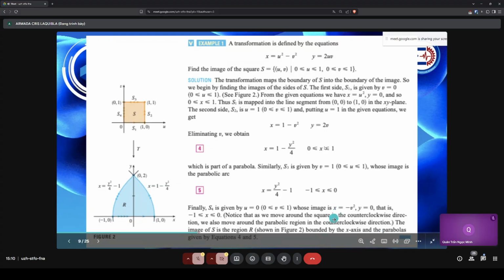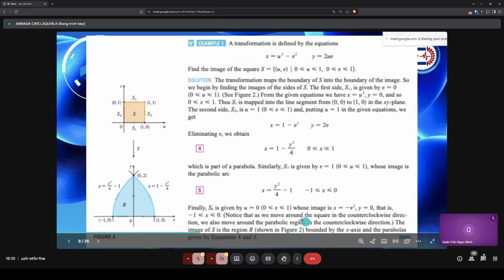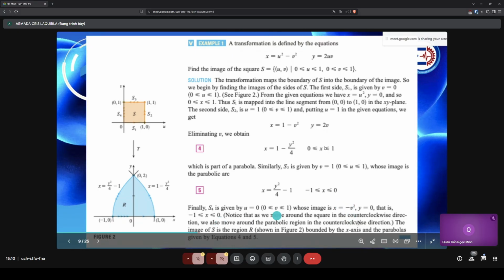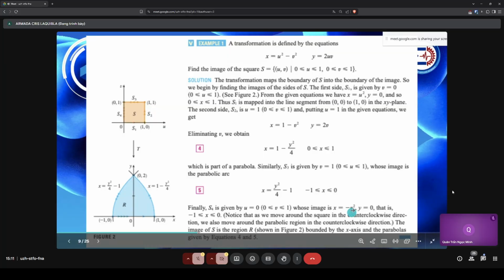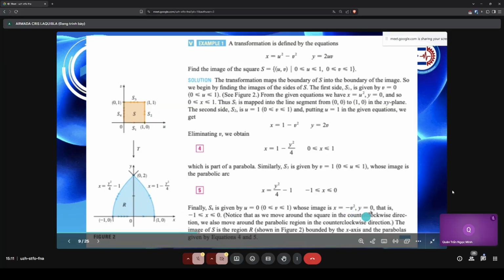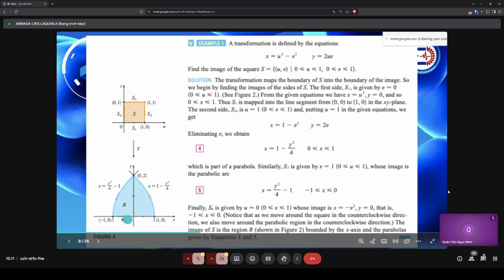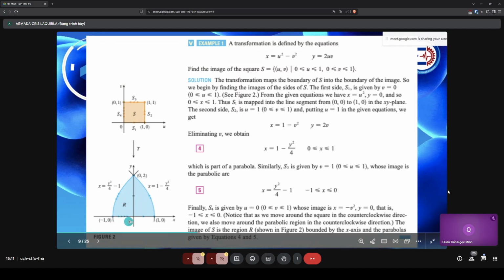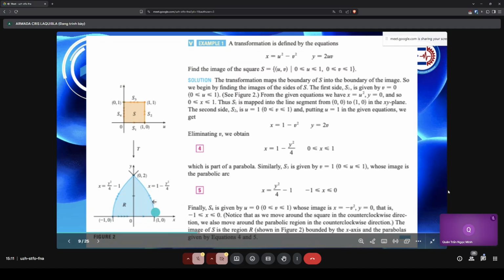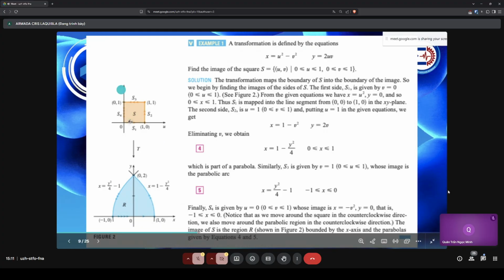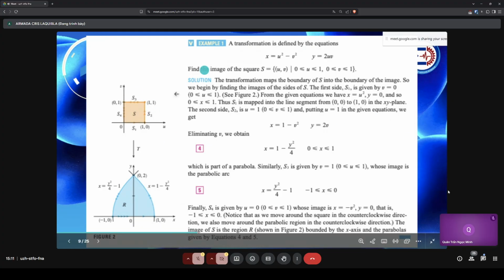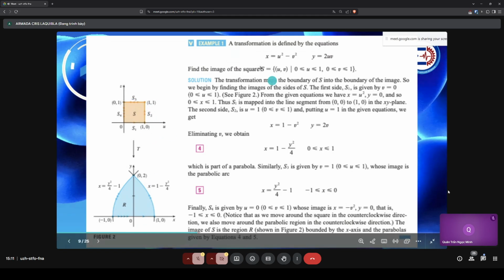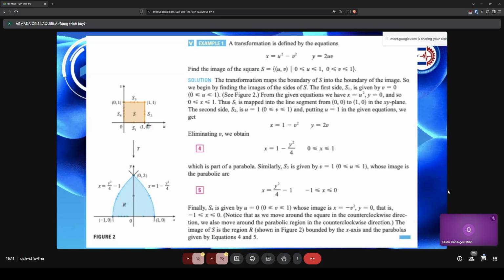And since your x is negative v squared, now substitute the value of your v. First 0, so the answer is 0. Now if you substitute 1 there, so negative 1 squared is negative 1. So your x is between negative 1 to 0. That is why it's here, this line, from negative 1 to 0. And that completes this shape. And that's it. The R here is the image of your square S. Okay, next.